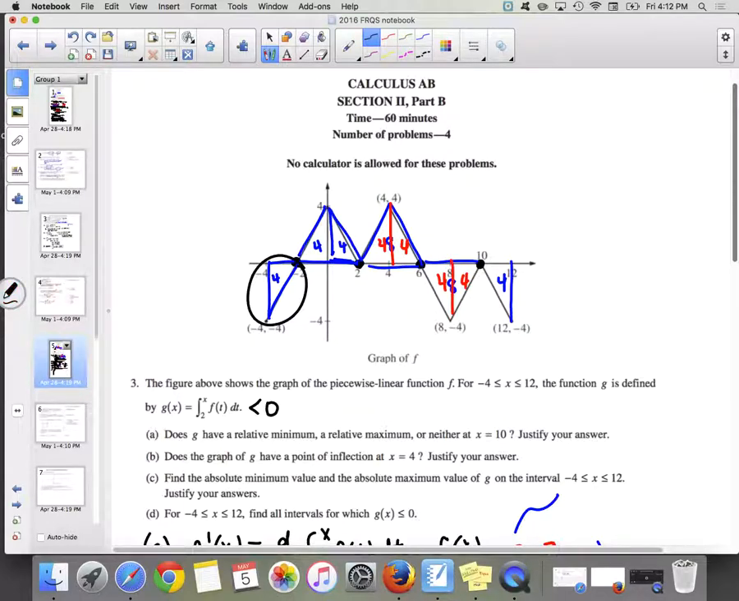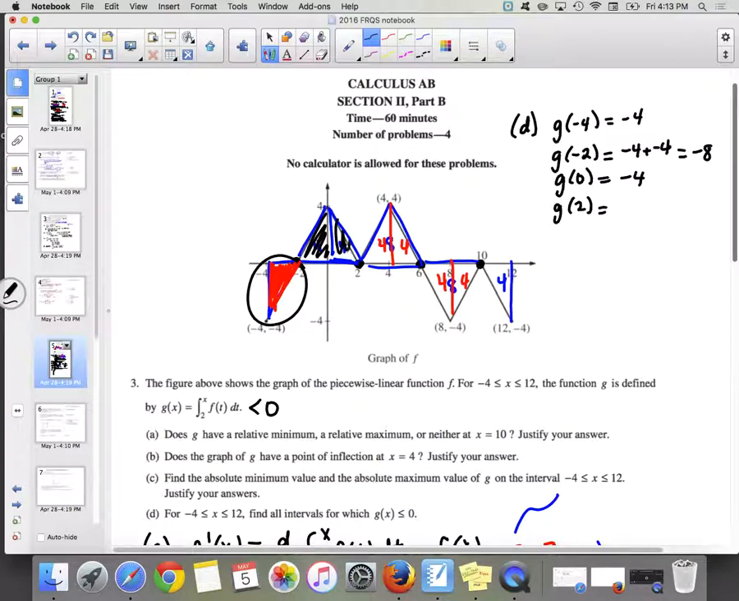So maybe I'll write part D up here. So we know that g of -4 was equal to -4. We found that in the candidates test in part C. So if I'm going to g of -2, what I'm doing is I'm adding in this negative integral right here, okay, which was 4 units. So it's going to be -4 plus a -4, which gives me -8. All right, and then if I go to g of 0, now I'm adding in a positive 4. So I'm back at -4. And then g of 2 adds in another positive 4.